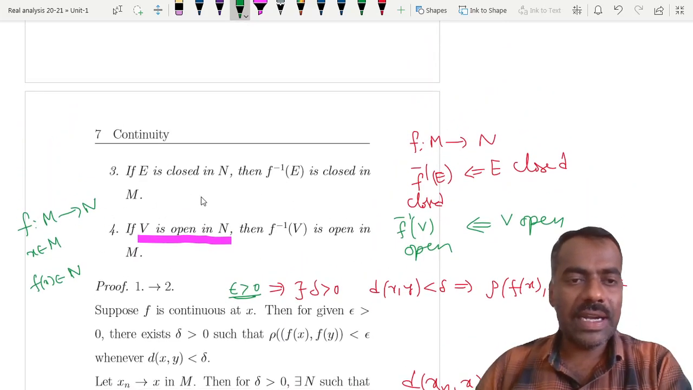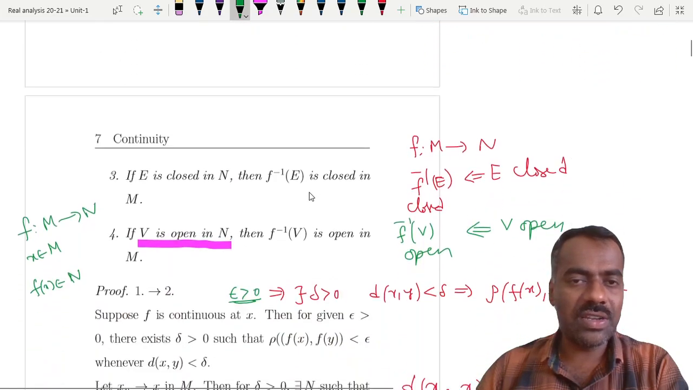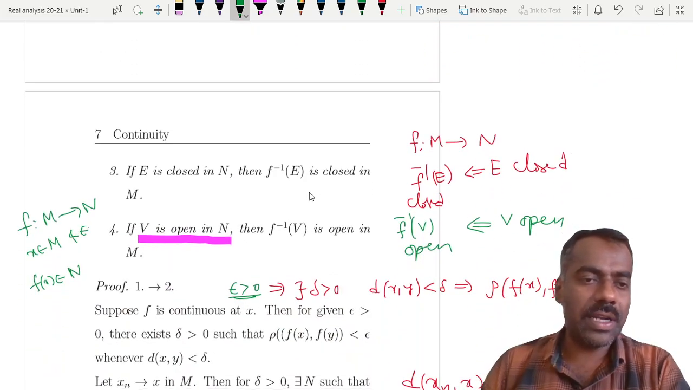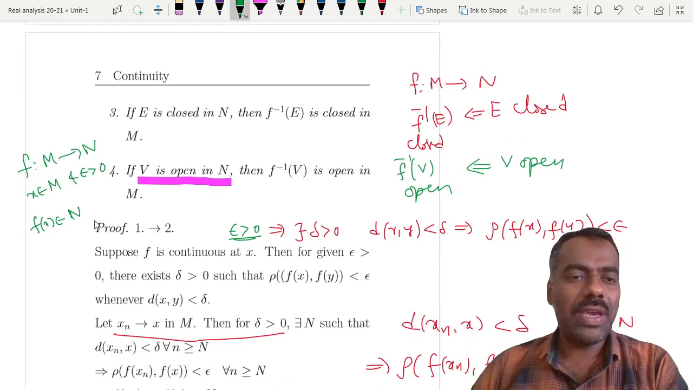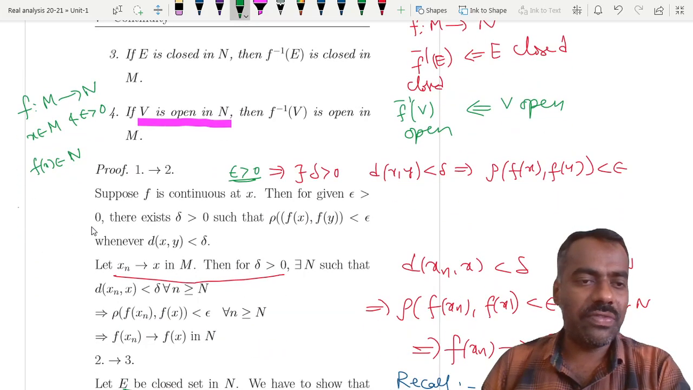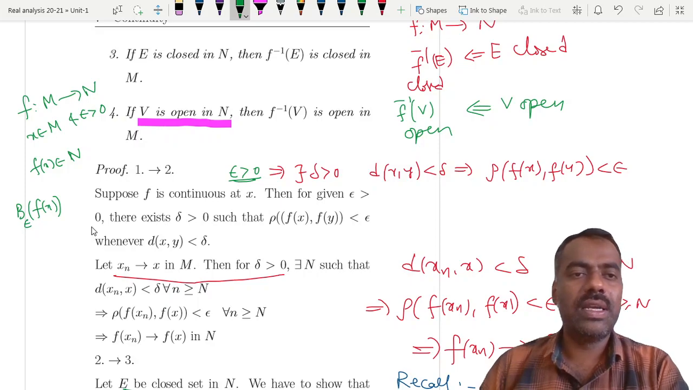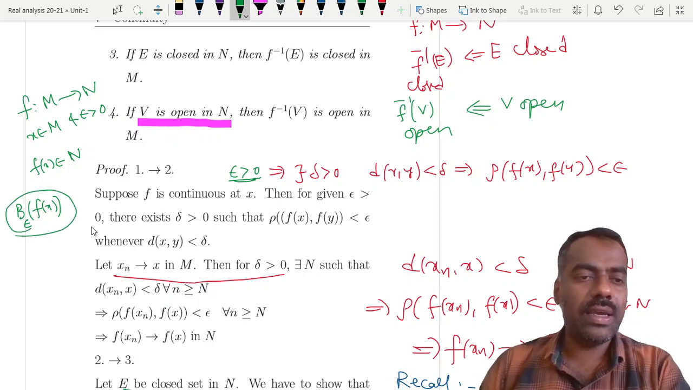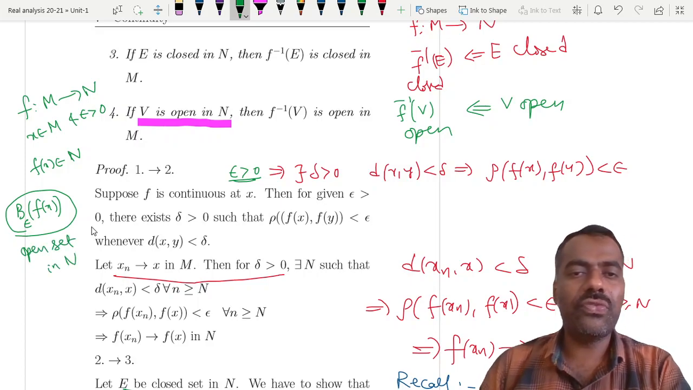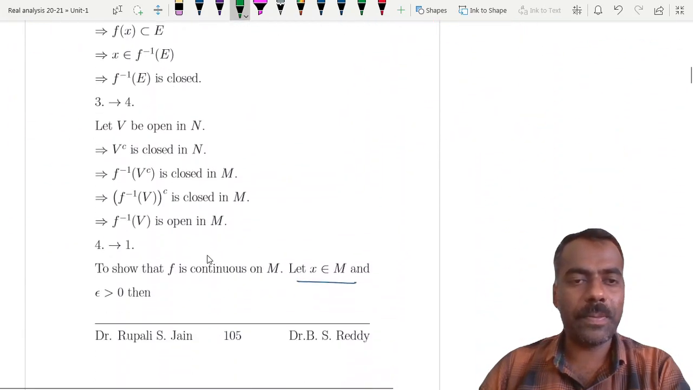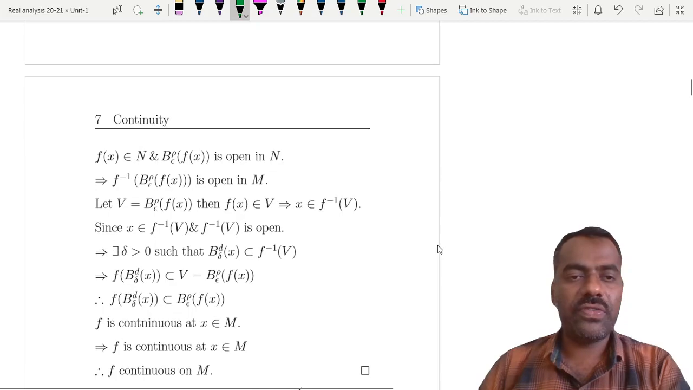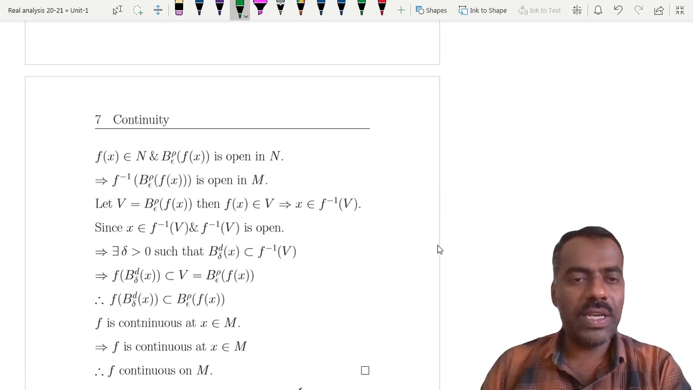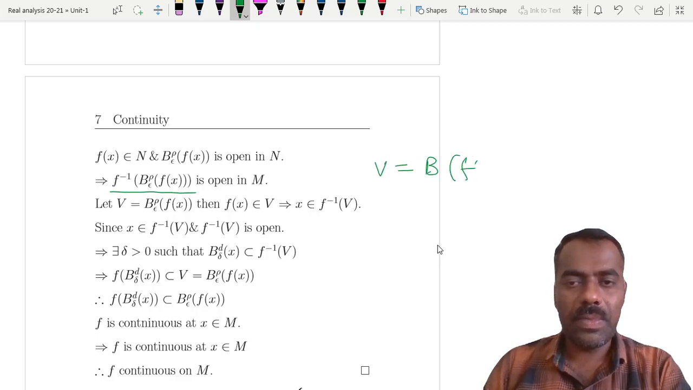So by the epsilon-delta definition, we want to show that f is continuous. So start with x belonging to M and epsilon greater than 0, right? If we have a point and an epsilon, obviously you can have a ball around f of x of radius epsilon. What do we know? We know that this is an open ball, so it is an open set in N. Therefore, by 4, f inverse of V is open in M. For simplicity, we will write this V as V of f of x.